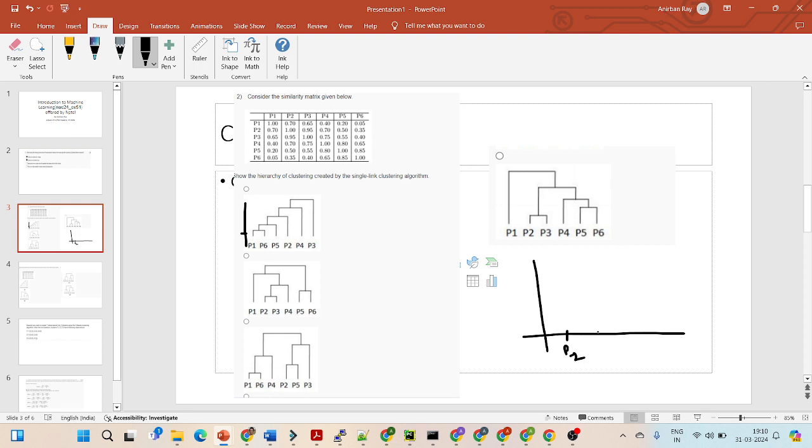Where are you getting 0.95 from? 0.95 between point 2 and point 3. Okay, any problem? From which table? Which table are you getting that? This table. Can you just show? Where is it written? 0.95 here, towards there. Okay, okay.